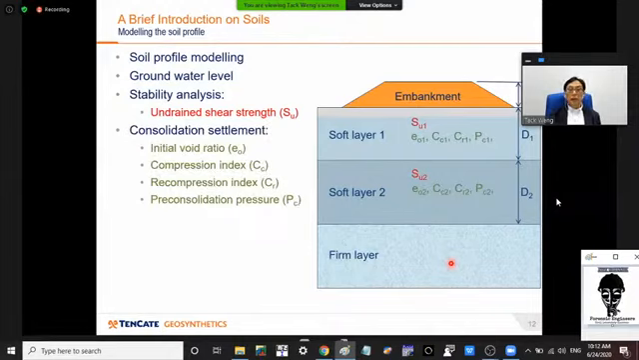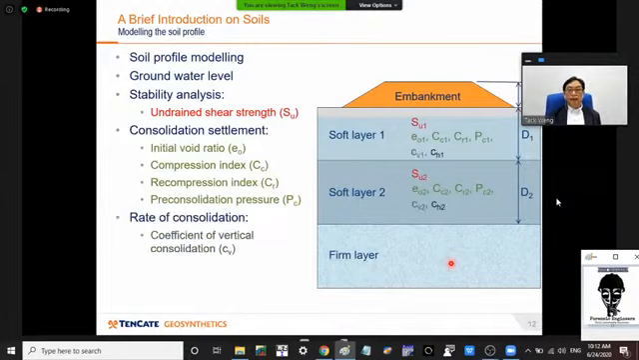For settlement, there are more parameters that you need to determine: initial void ratio, compression index, recompression index, primary pre-consolidation pressure. I will talk a little bit more about each of these in a while. And that was for the total settlement. On how quickly this settlement happens, a different set of parameters are needed.